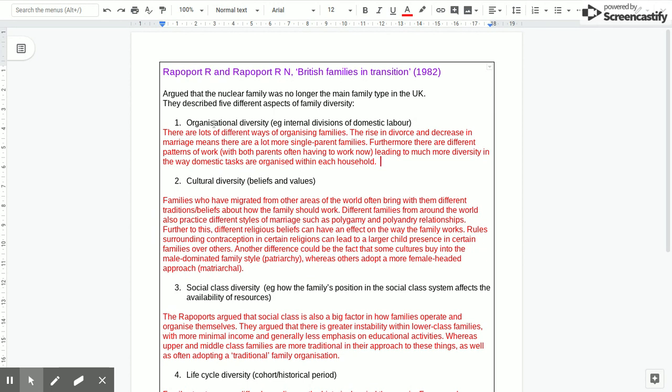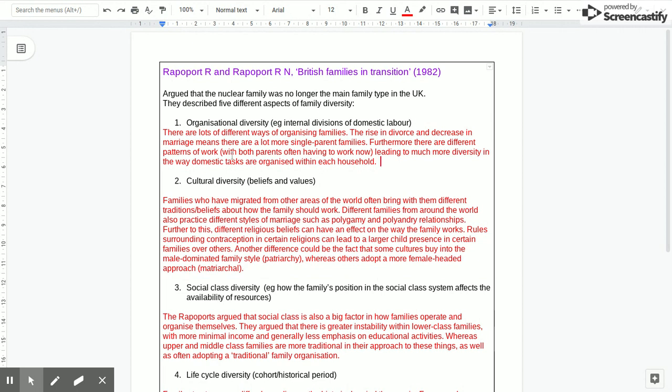The first one is organizational diversity. Okay, again, long words and whatnot shouldn't scare you. This is painfully simple, this first one. Okay, it is literally referring to the fact that families organize themselves in different ways. Okay, referring to lots of different aspects of society that can affect it. So, for example, the rise in divorce and the decrease in marriage means that there's a lot more single parent families. Okay, so a single parent family would organize itself in a very different way to how the nuclear family would have organized itself. Okay, furthermore, there are different patterns of work.